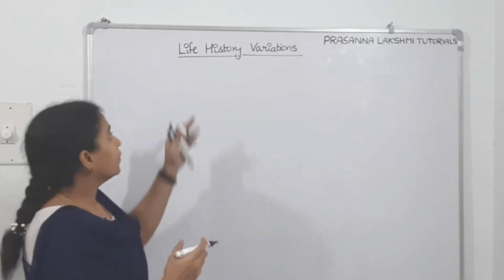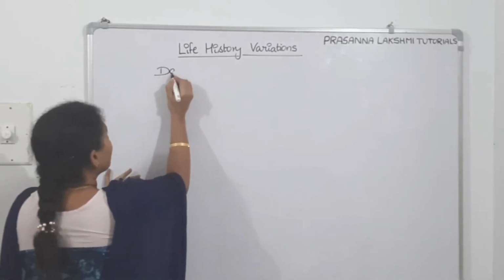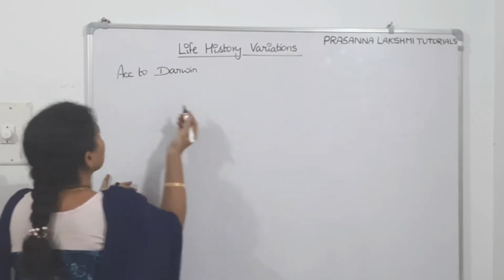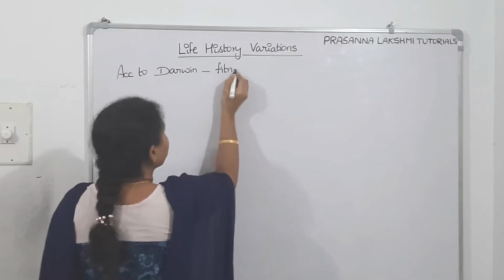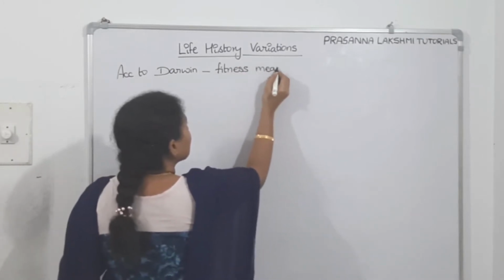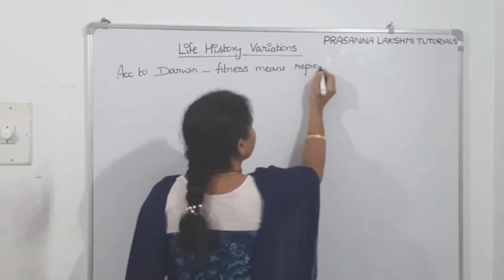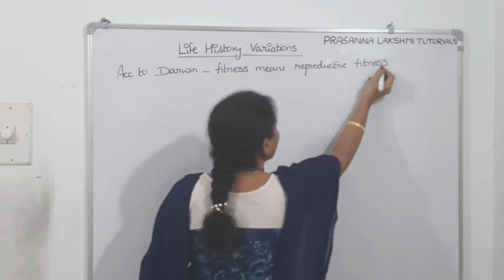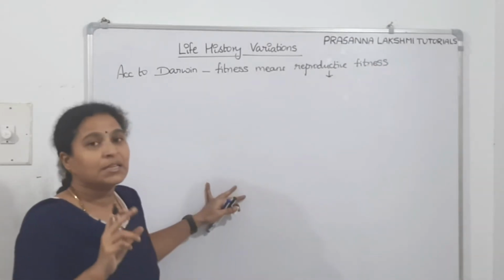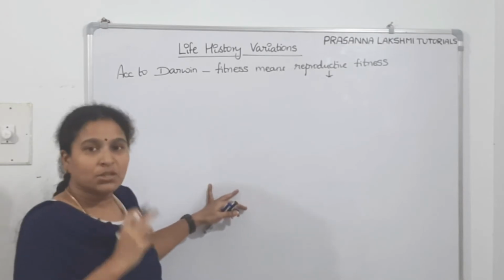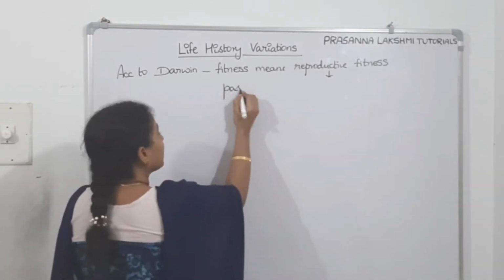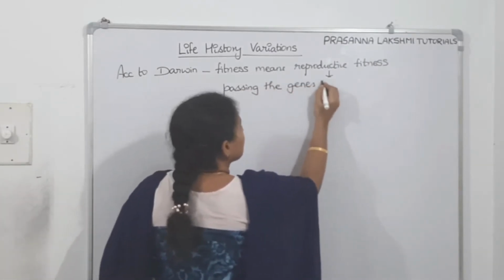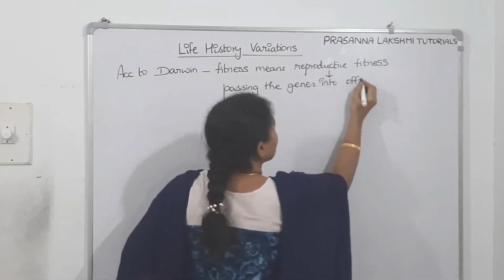Okay, so let us start with life history variations from the point of view of Darwin. According to Darwin, what do you mean by fitness? Fitness means reproductive fitness. What do you mean by reproductive fitness? Reproductive fitness means passing the dominant genes into the offsprings. It is the process of passing the genes into the next generations. They are called offsprings.